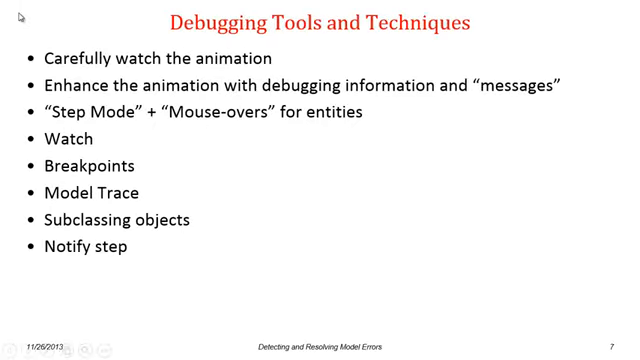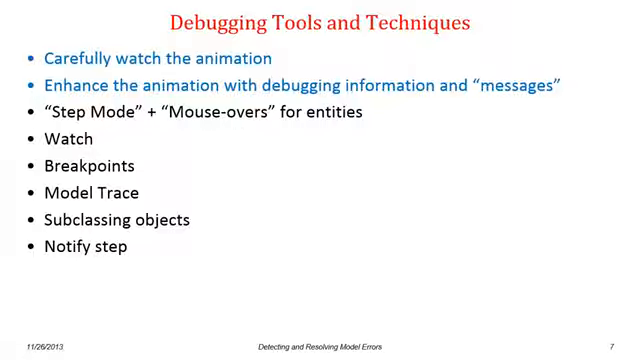And so I'm going to talk about a few of these debugging tools and techniques. And clearly the first one is to just carefully watch the animation. One of the strengths of having animation is that we can actually see what the entities do, and so in this method we're actually using that to try to make sure that the model is doing what we think it does. The second general method says let's enhance the simulation with debugging information and messages.